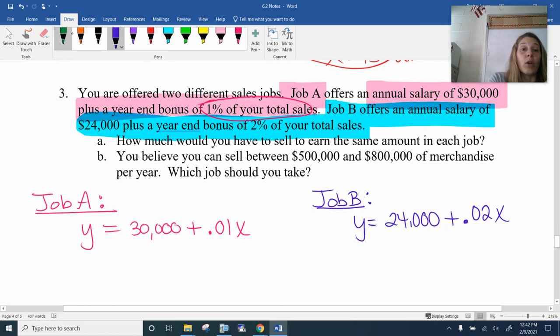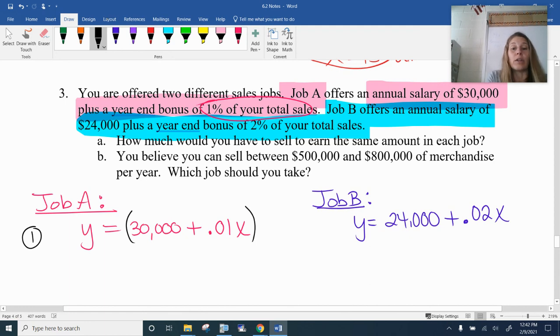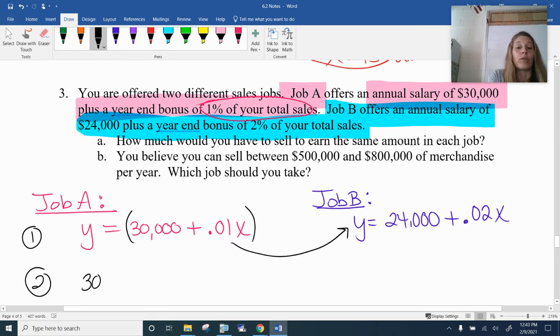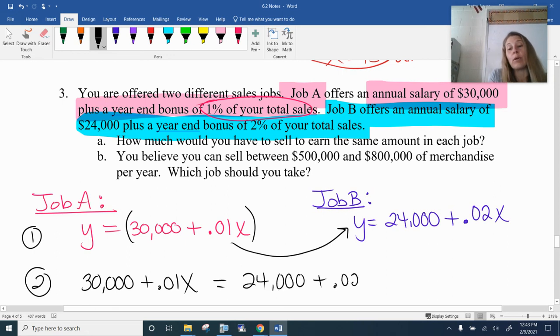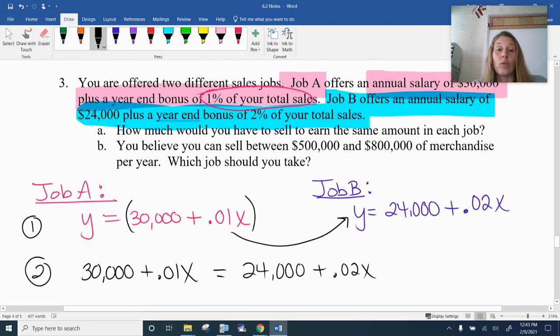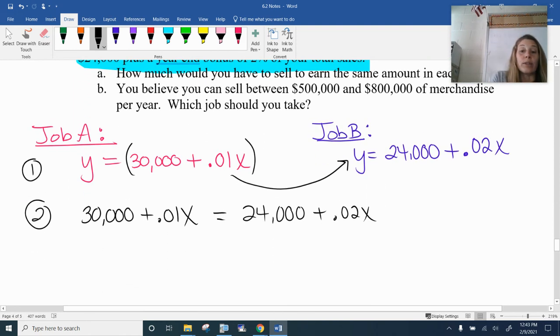So again, we're going to solve this using substitution. Step 1 is basically done for us. It doesn't matter which one you use as your step 1 because they're both already y by themselves. So I'm going to take this 30,000 plus 0.01x, and I'm going to substitute it in for that y on the other equation. So I have 30,000 plus 0.01x on one side of my equals and 24,000 plus 0.02x on the other side of my equal sign. So now I'm going to solve, right?